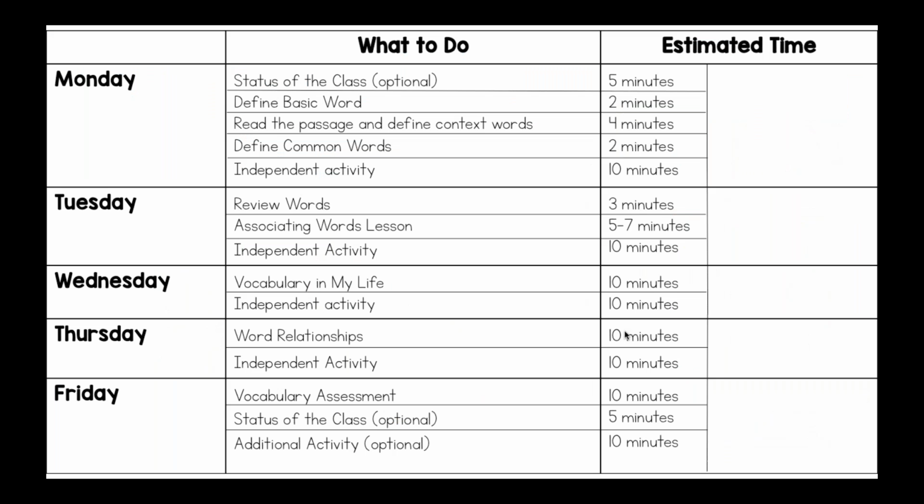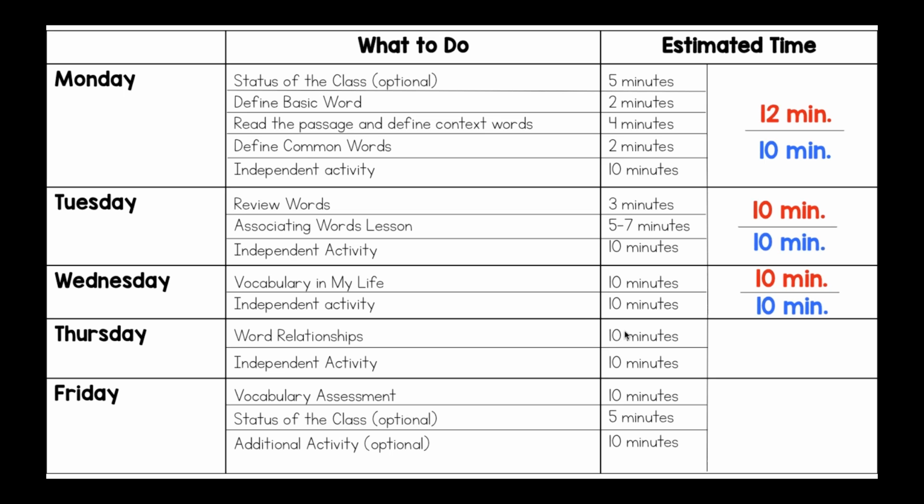On Monday, you're going to take your status of the class, which is an optional thing, but I always think it's worth doing. Then you're going to define the basic words, read the passage and define the context words, define the common words, and then they'll have an independent activity. So what's in red is teacher time, and then what's in blue is their time they can do on their own. On Tuesday, you really only need 10, maybe 15 minutes to do the associating words and then for them to do their activity.